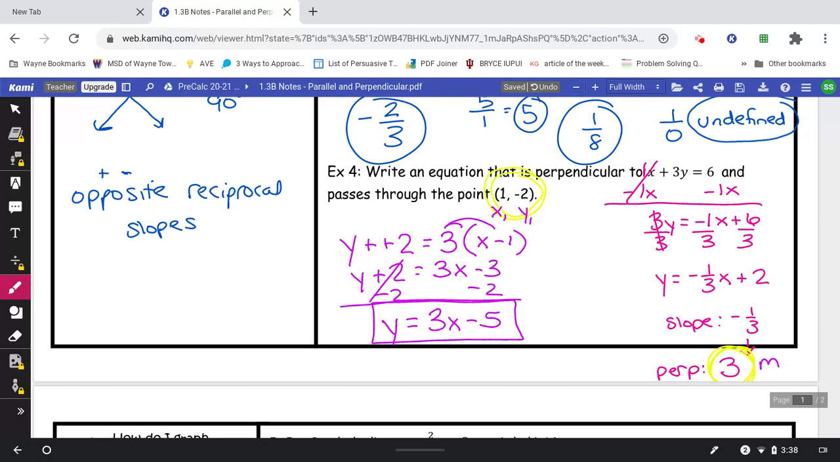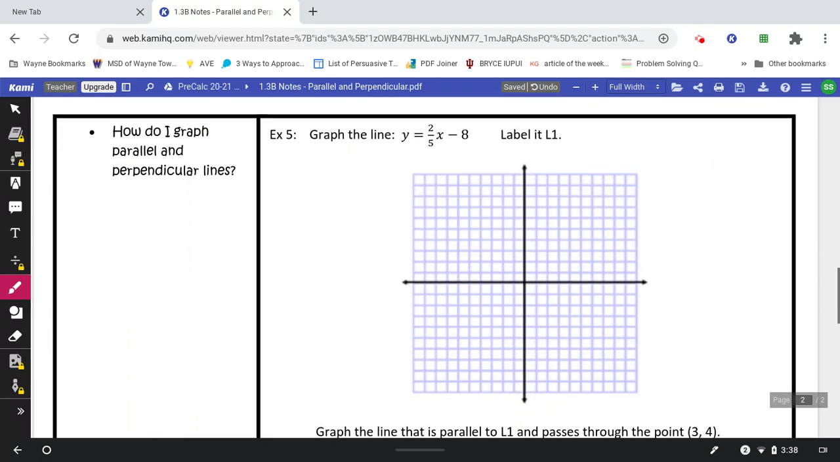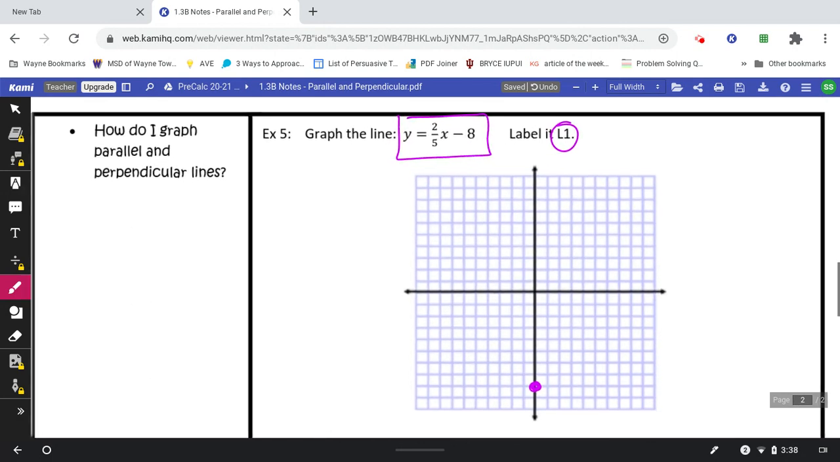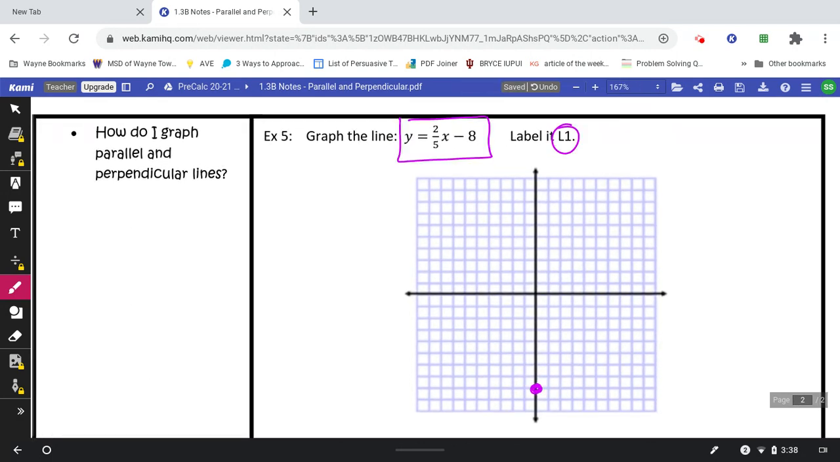All right, let's look at the back side. How do I graph parallel and perpendicular lines? So I've got a couple steps here to do. The first thing, it says graph the line y equals 2/5 x minus 8, and then label it with L1. Going to go down 8, put a dot, up 2 and over 5, up 2 and over 5. All right, we'll call that L1.